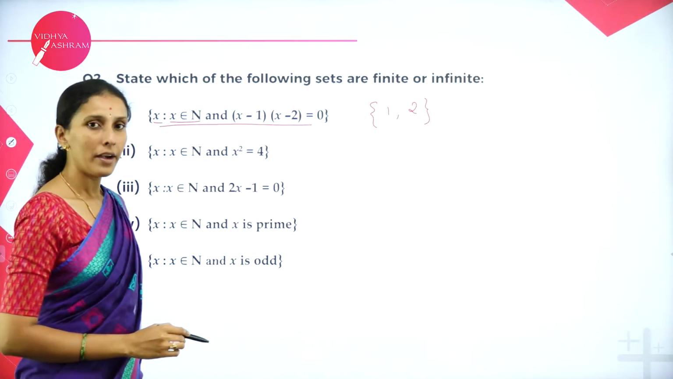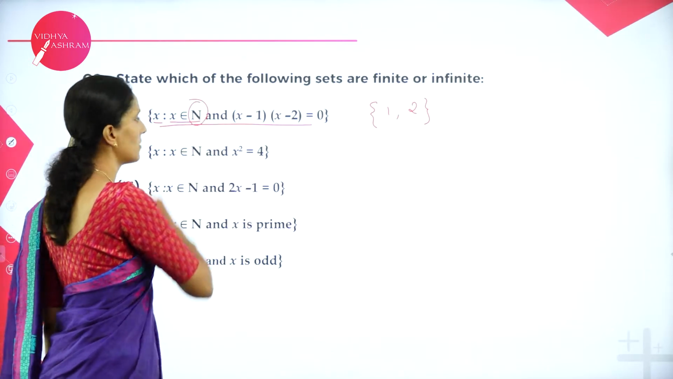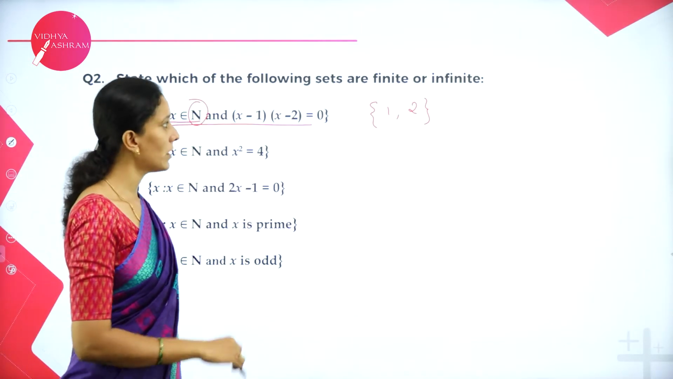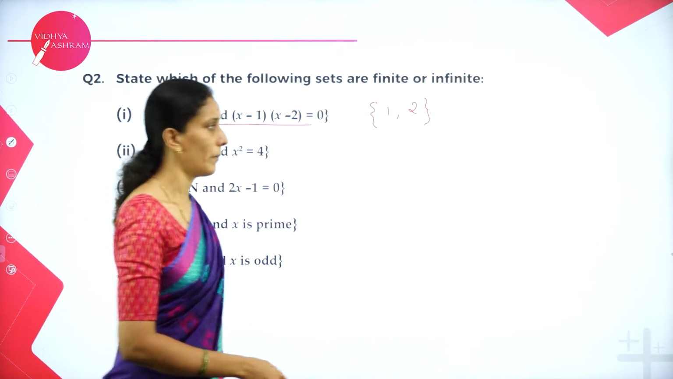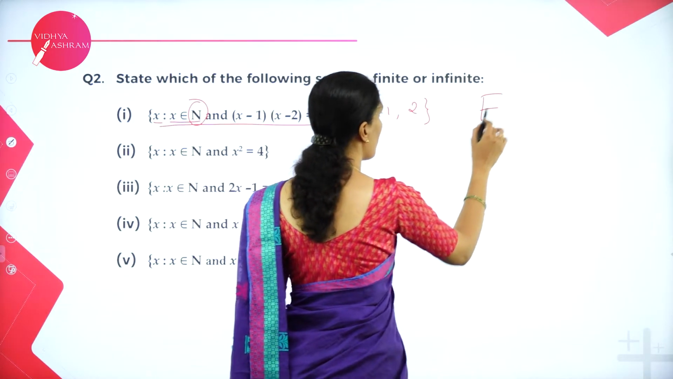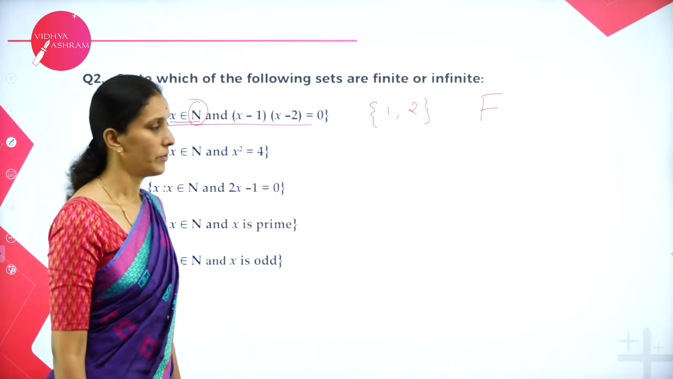1 and 2 are natural numbers. So we can count how many elements are there. How many elements do we have? 2 elements. So this is an example of a finite set.